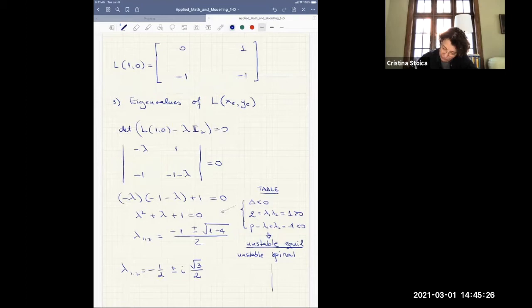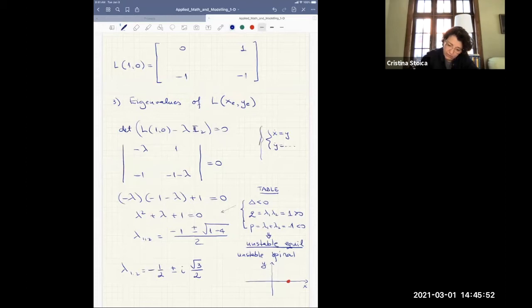And if we are to do a drawing, so if this is X and Y, and the equilibrium is at 1 and 0, so X was 1, Y was 0. So we put it here. This is an unstable spiral. And remember, the system was X dot equals Y, Y dot equals blah, blah, blah.